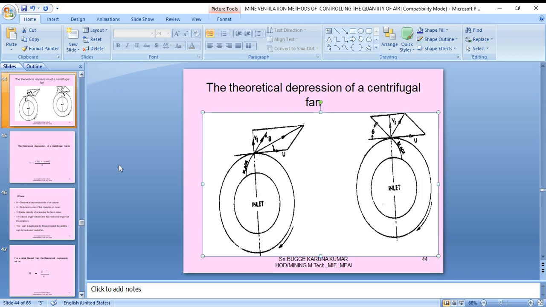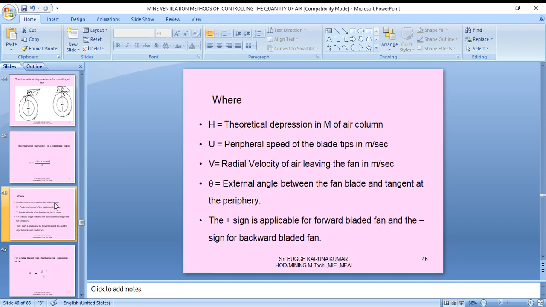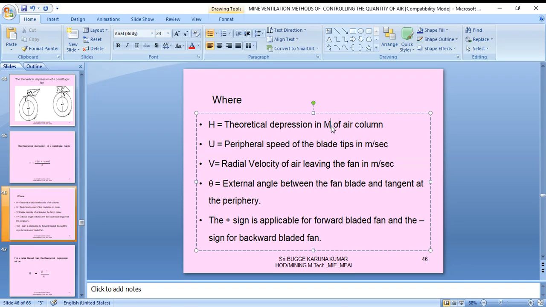Right. From the above figure, you can simply calculate the depression: H is equal to U into U plus or minus V into cot theta, by g, depending on whether the blades are forward or backward. This is the standardized depression calculation formula, where H is the theoretical depression in meters of air column, U is the peripheral speed of the blade tip, and V is the radial velocity of the air.